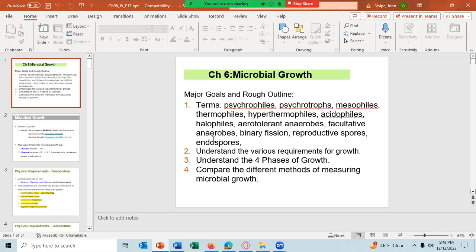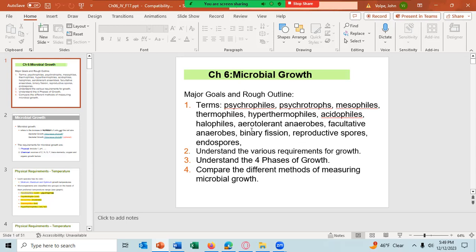Endospores can survive almost anything you throw at them. They're very hardy. They live for a long time, just waiting for the environment to become favorable for growth, in which case the cell will come out of the endospore and make a vegetative cell, and then the vegetative cell will become metabolically active and reproduce.